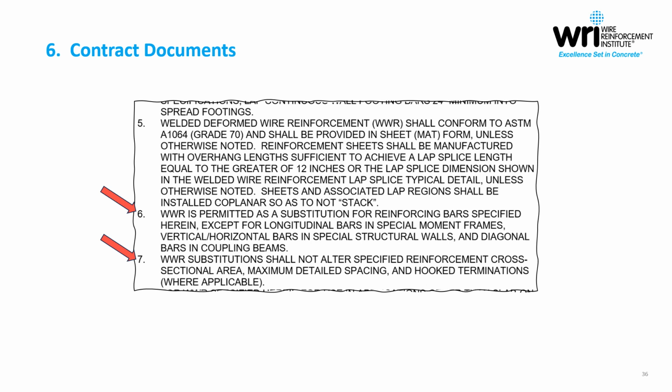Then the second piece that is important here, if you're including pre-approval type language, is just to let the detailer know that if the substitutions are being used, don't alter the reinforcement cross-sectional areas. If you want to maintain that steel area, you need to tell the detailer that right up front. Otherwise, you may be getting a 60 to 80 type substitution. Also establish that the substitution shouldn't exceed your maximum detailed spacing.